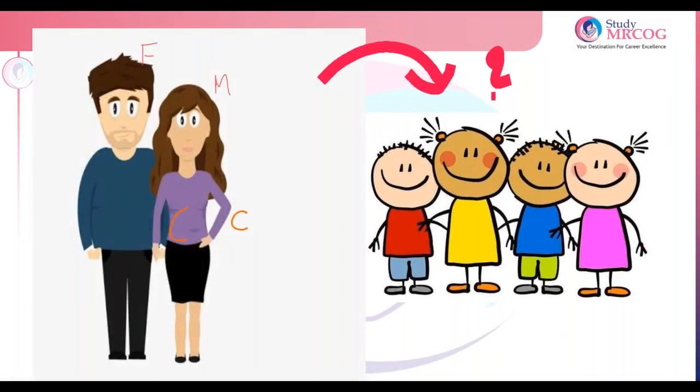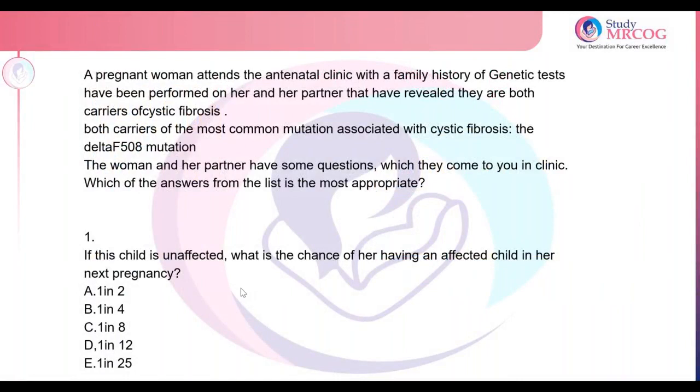Okay, so if this child, for example, whatever the pregnancy she is having now, is unaffected, what is my chance of having an unaffected child in my next pregnancy? So the options are 1 in 2, 1 in 4, 1 in 8, 1 in 12, 1 in 25.